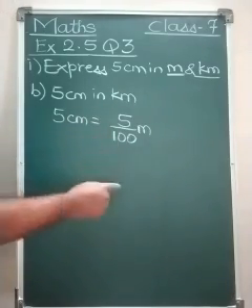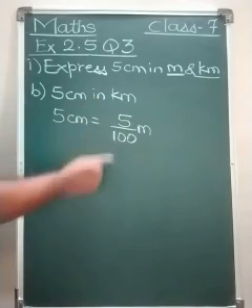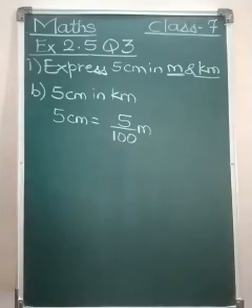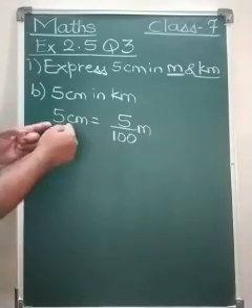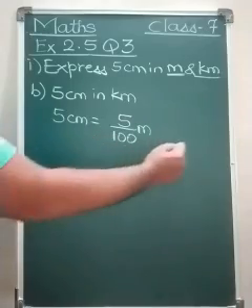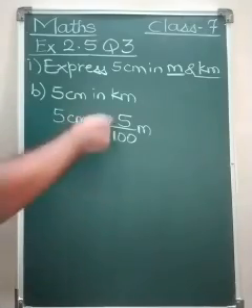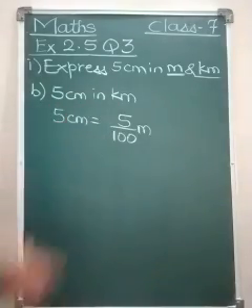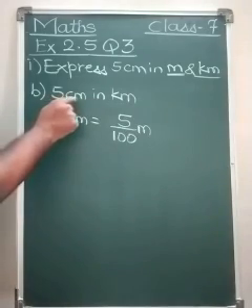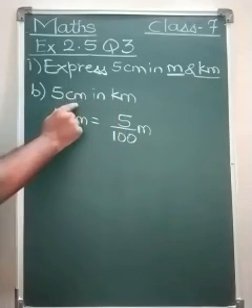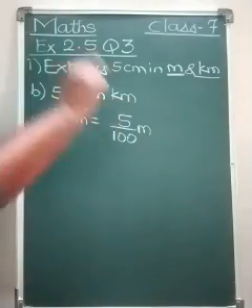Now we will keep this as a fraction only. Why? We will come to know when we solve further. Actually we have found the answer of 5 centimeters equals 0.05 meters, but that 0.05 meters we are not going to consider. We will consider this fraction only. Now as per the table, we have to convert centimeters into kilometers. Again we are going from small to big, so again division is there.